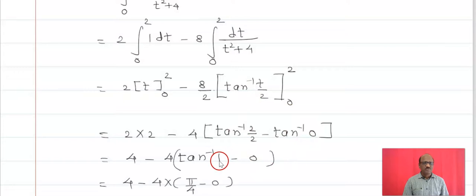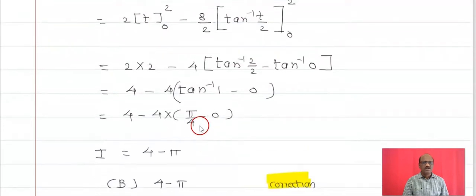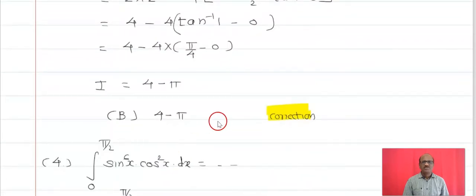Tan inverse of 1. What about the tan inverse of 1? That is pi by 4. And you will get 4 in bracket, pi by 4 minus 0. 4 gets cancelled, and hence the answer is I is equal to 4 minus 5. And hence option B is the correct one. That is 4 minus 5.